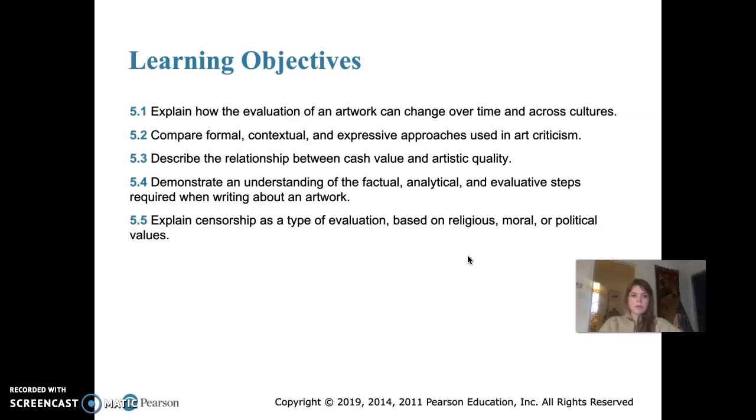We're going to explain how the evaluation of an artwork can change over time and across cultures. We're going to compare formal, contextual, and expressive approaches used in art criticism. Describe the relationship between cash value and artistic quality. Demonstrate an understanding of the factual, analytical, and evaluative steps required when writing about an artwork. Explain censorship as a type of evaluation based on religious, moral, or political values.